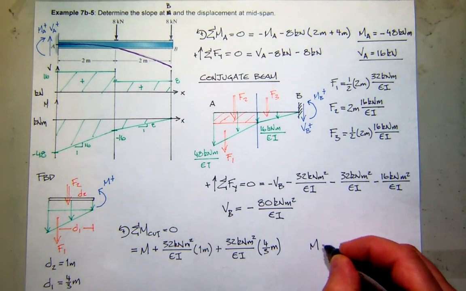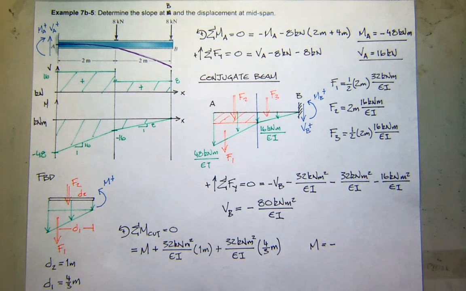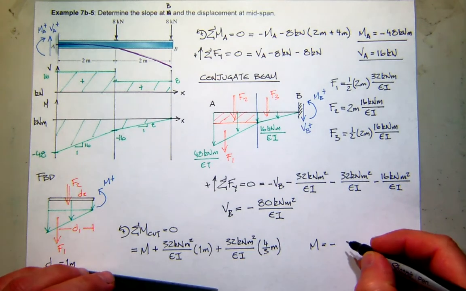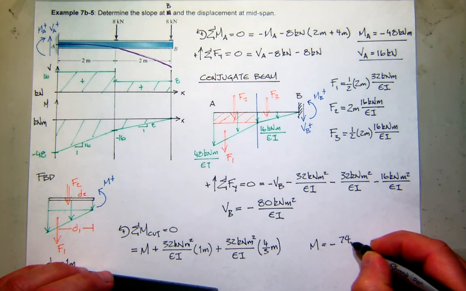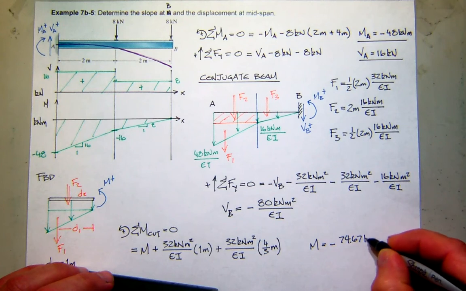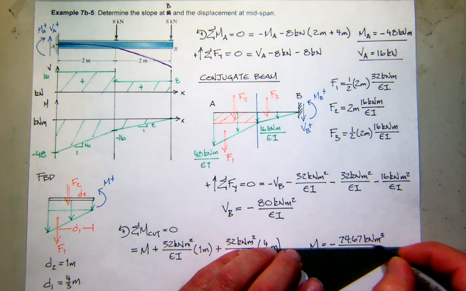So what's the moment? Looks like the moment's going to be negative. 74. That seems reasonable. 74 exactly? 0.67. Oh. 74.67, and that would be kilonewton meters cubed over EI.